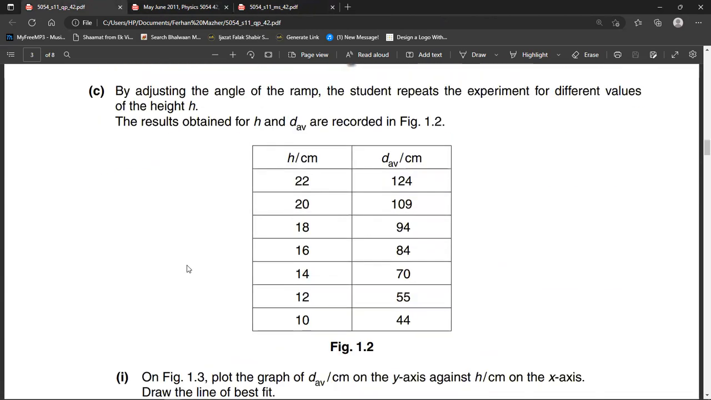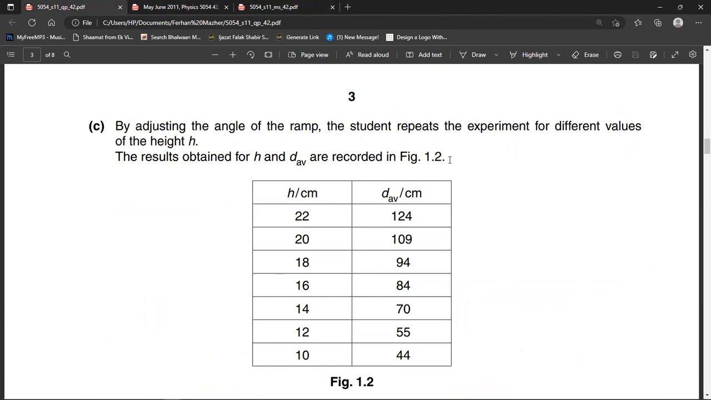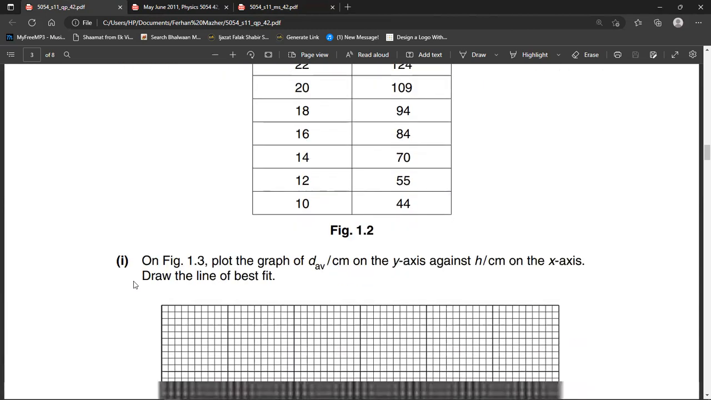Then he says, by adjusting the angle of the ramp, the student repeats the experiment for different values of the height h. The results obtained for h and the d average are recorded in figure 1.2. So this is the vertical height from which the car is released, and this is the d average value. When the height is 22, the d is 124. When it's 20, it is 109. When it's 18, it's 94. When it's 16, it is 84. It's 14, it is 70. It's 12, it's 55. It's 10, it's 44.